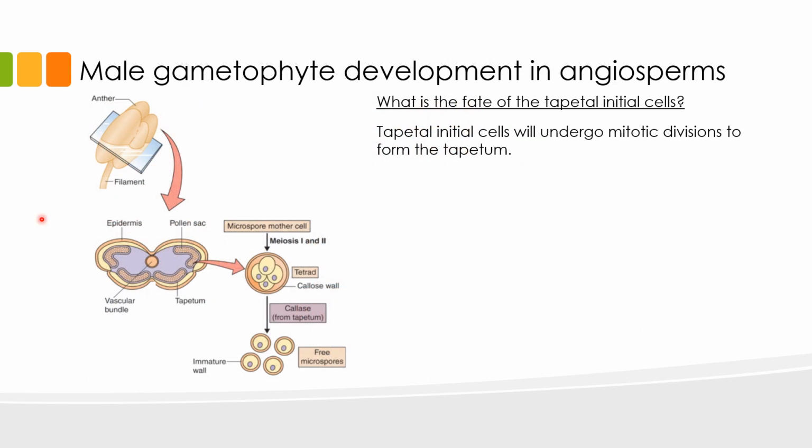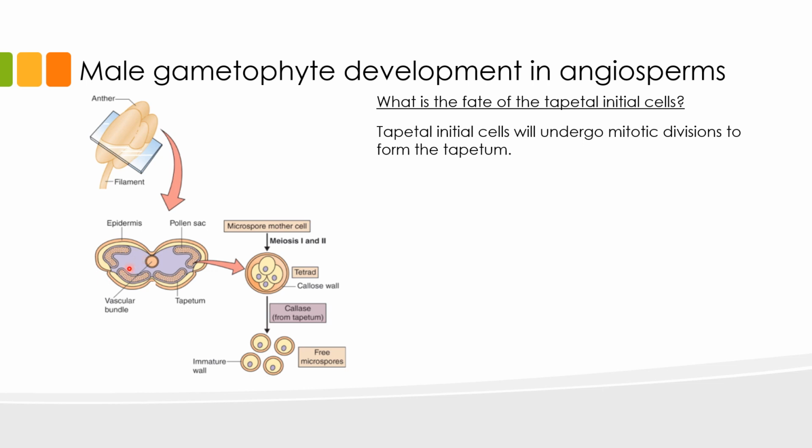Now let's not forget about the tapetal initial cells. We know that tapetal cells are produced from the division of the diploid cells in the anther along with the microspore mother cell. We already know what happens to the microspore mother cell. The question now is, what happens to tapetal initial cells? The tapetal initial cells will undergo mitotic divisions to form the tapetum. Now the tapetum is the tissue that lines the pollen sac in the anther.